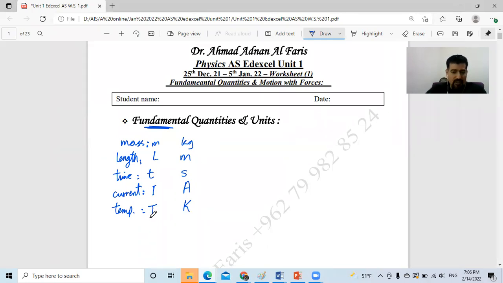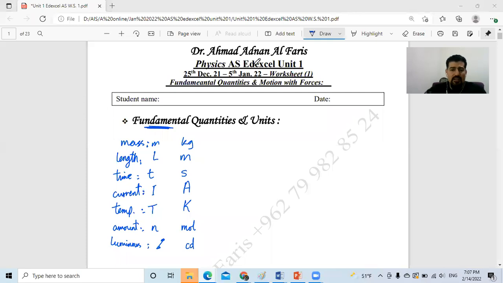And we are going to talk about the amount of substance. How much is the substance? Amount of matter, amount of substance. They use letter n to represent it, and usually they are talking about moles, how many moles the object has. And finally, we are going to talk about the light intensity or the luminosity. They use letter I, italic I, for luminosity, and the unit of it is the candela, cd.